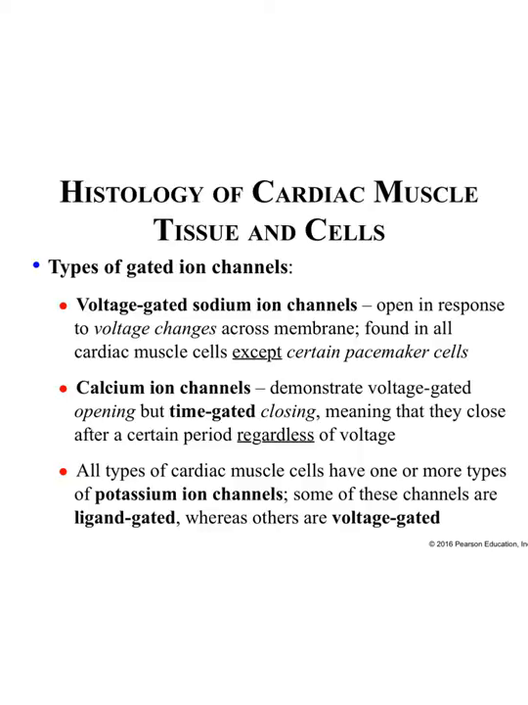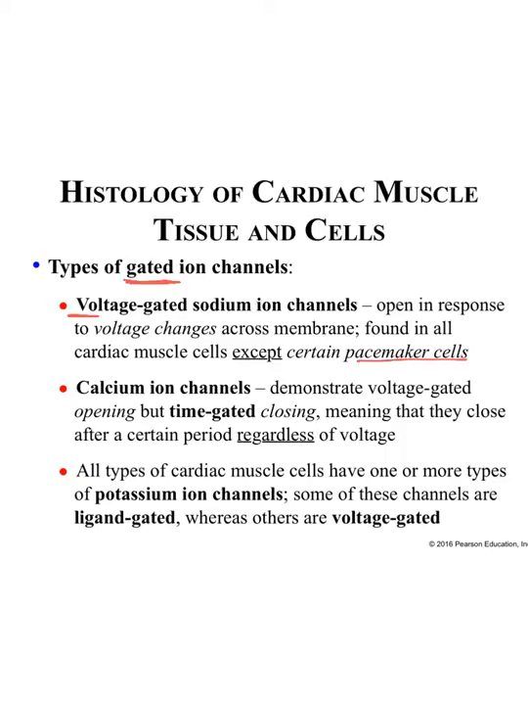So cardiac muscle has several different types of gated channels. Remember, if it's gated, something has to happen for that ion channel to open. So we have some voltage-gated sodium channels. So when we change the electrical current voltage, those are going to open. We have these in pretty much almost all cardiac muscle cells except very certain pacemaker cells.